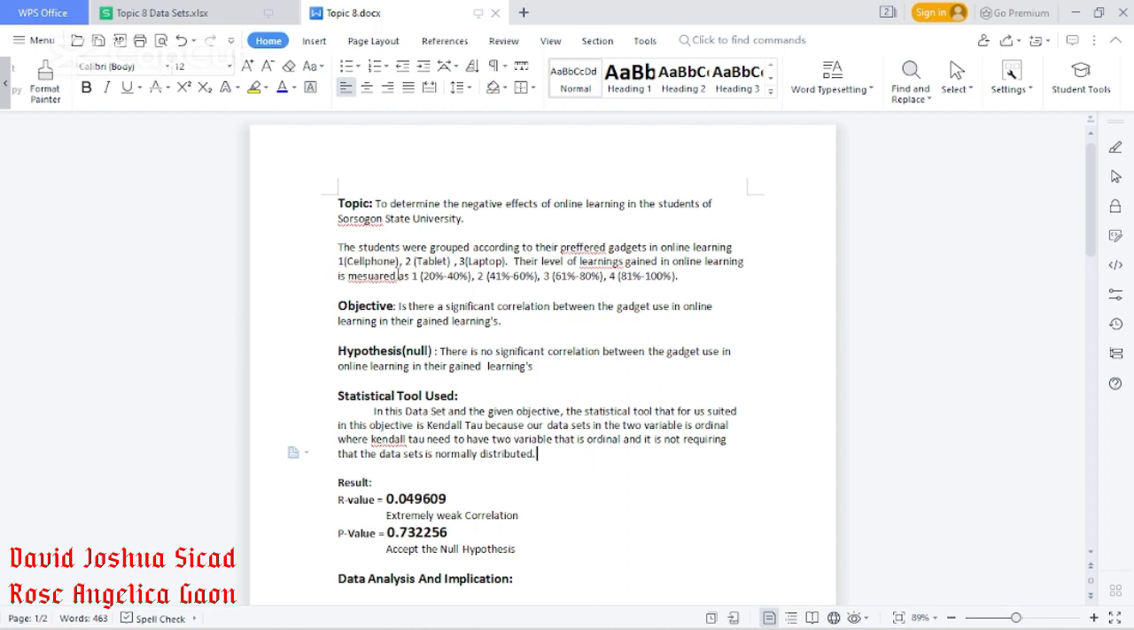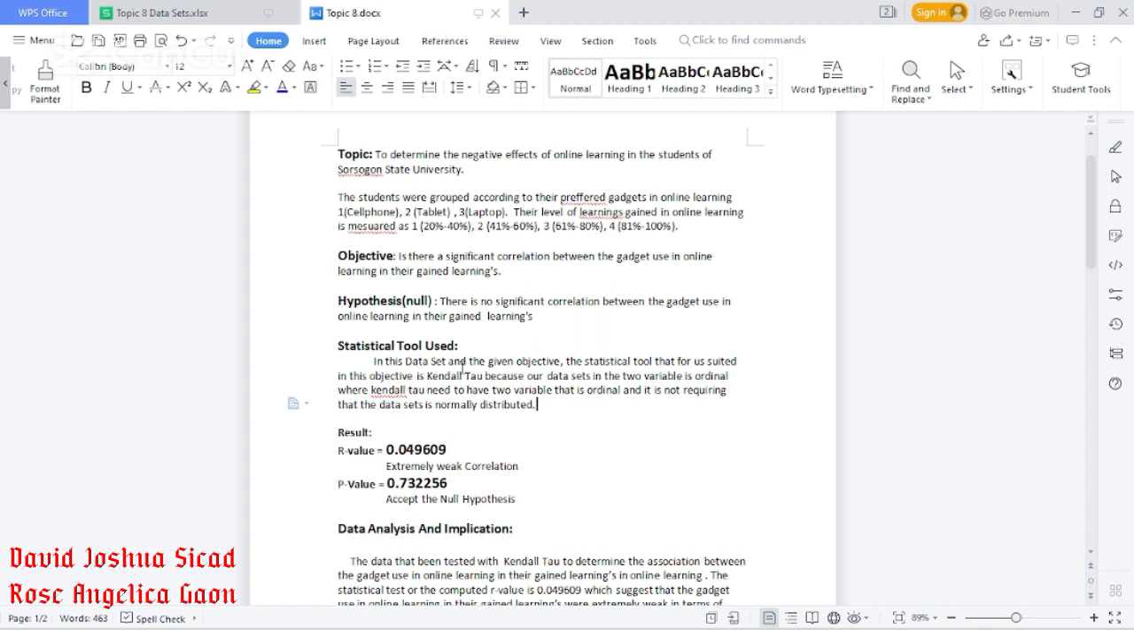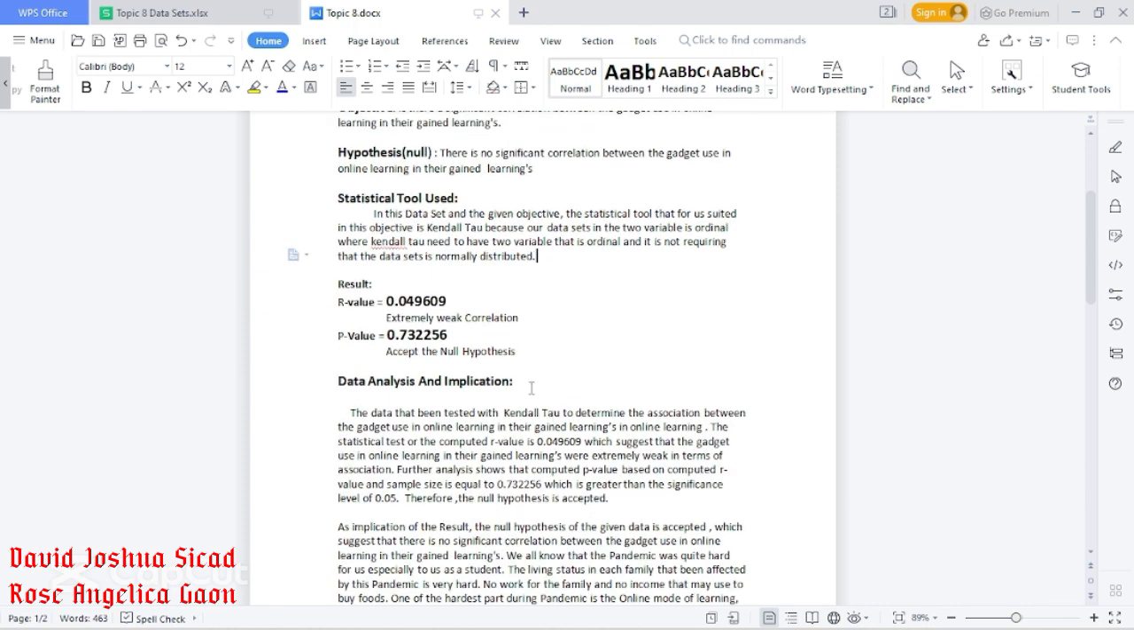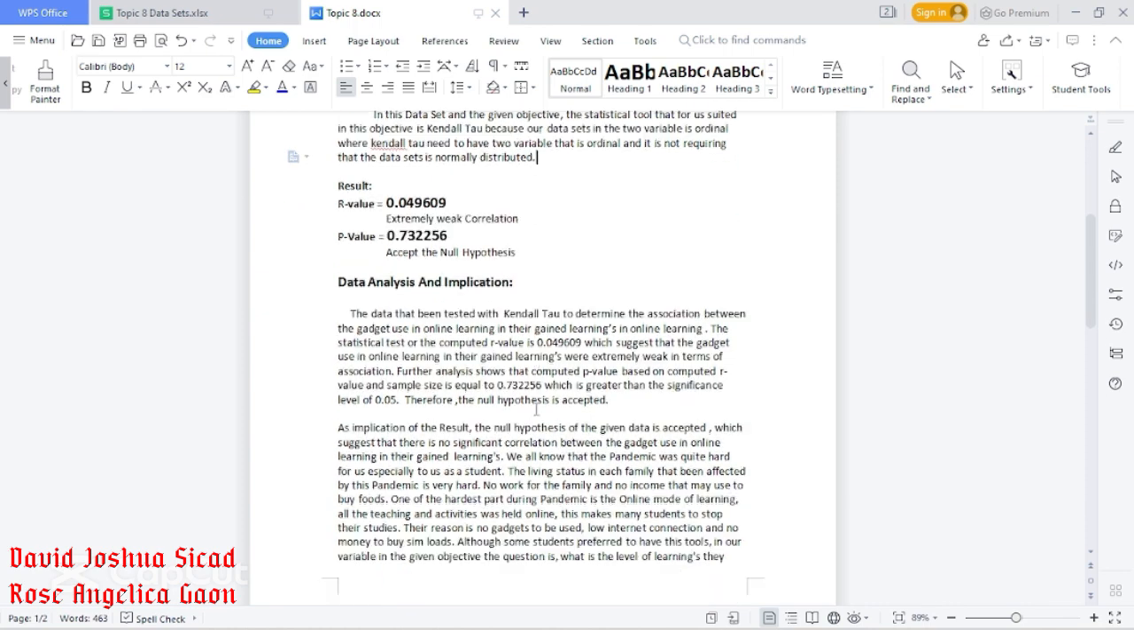So this is the topic of the dataset. As for the statistical tool in this dataset and the given objective, the tool that for us suited this objective is Kendall Tau, because our datasets in the two variables are ordinal, where Kendall Tau needs two variables that are ordinal and does not require that the datasets be normally distributed. So Kendall Tau po ang aming ginamit na statistical tool.